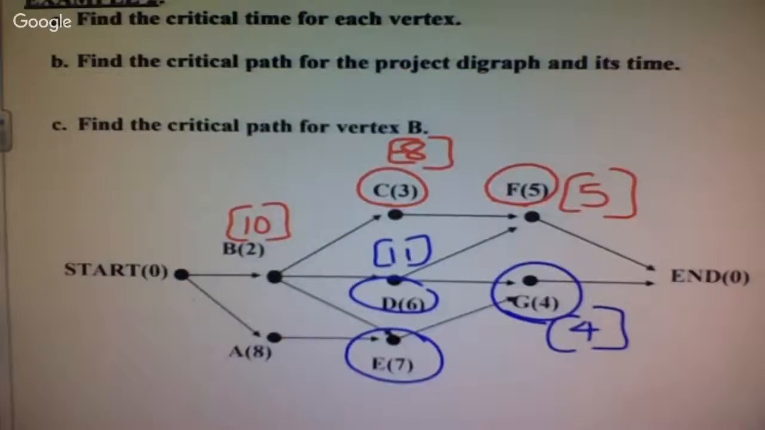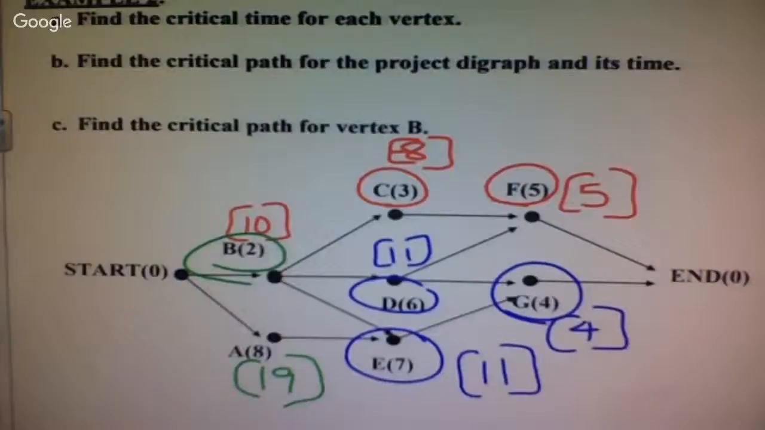11. E can only go to G to the end. And then 19. Okay, you said this one's 19. I want to go back and look at B though. Is 10 actually the critical time for B? No. Okay, so 10 takes me from B to C, C to F, and F to the end. That gives me 10. You can go B to D, but I can go D to F to the end. Or I can go to E, E to G to the end.